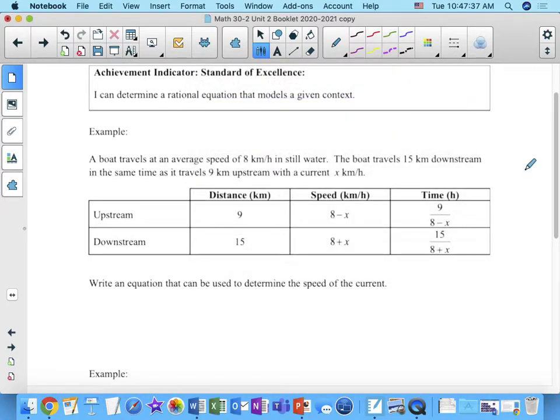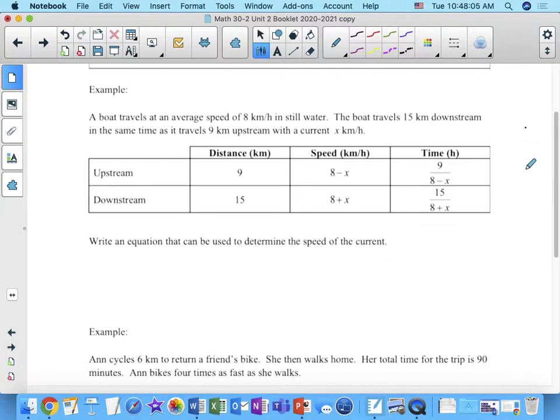Thank goodness. Okay, so just to recap, we're looking at a boat that is in a stream or a river, going downstream and upstream, and it goes 15 kilometers downstream in the same time it travels 9 kilometers upstream. The current is x kilometers per hour. So we have just analyzed this little chart before my smartboard decided to have a mind of its own.